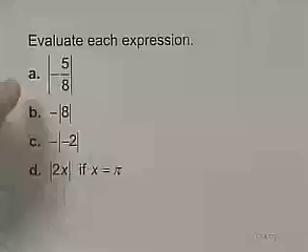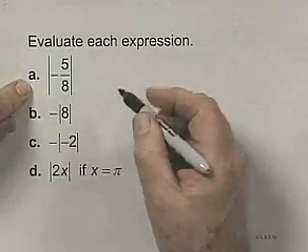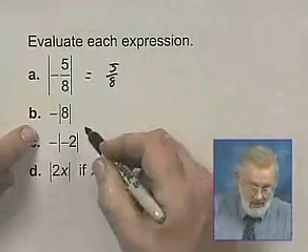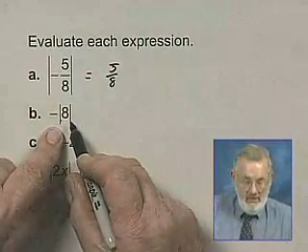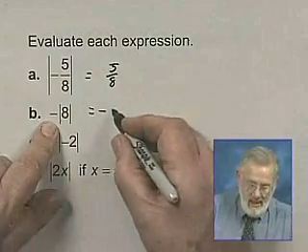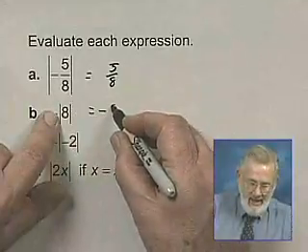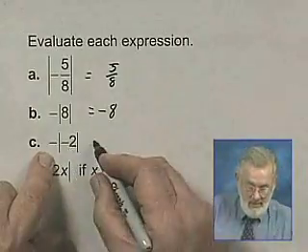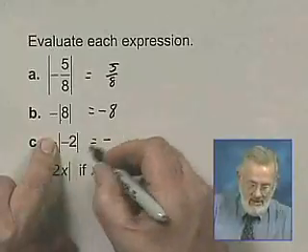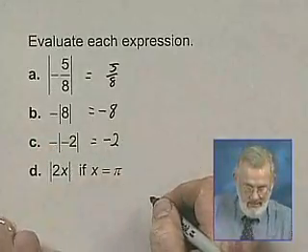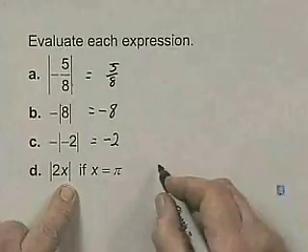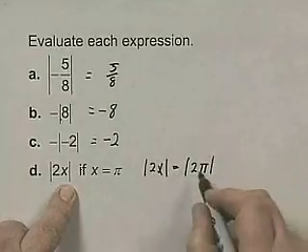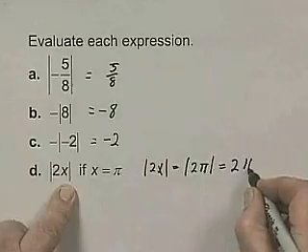Let's evaluate each expression. A, the absolute value of negative 5/8. That is equal to 5/8 because negative 5/8 is 5/8 units from 0. B, the negative of the absolute value of 8. So this negative sign stays with us, and the absolute value of 8 is 8, and so my answer is negative 8. Here we have the negative of the absolute value of negative 2. Well, this will be the negative of this value, which is 2, or simply negative 2. The absolute value of 2x, if x equals pi, will be the absolute value of 2 pi, and since pi is a number greater than 0, we simply get 2 pi.